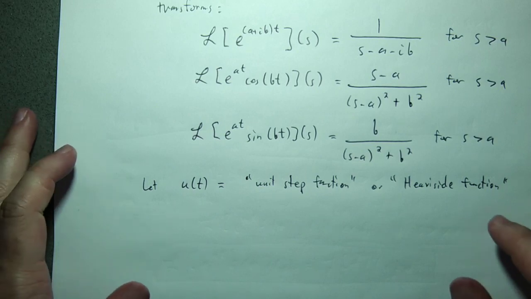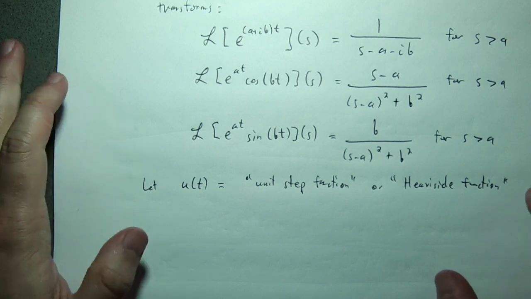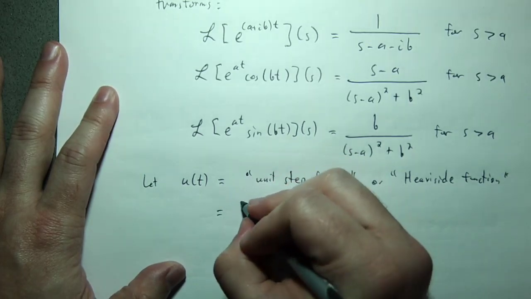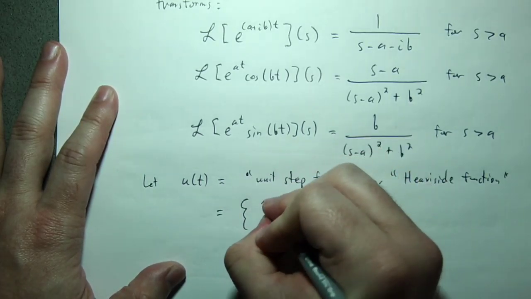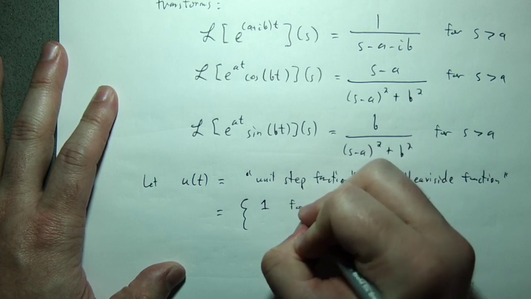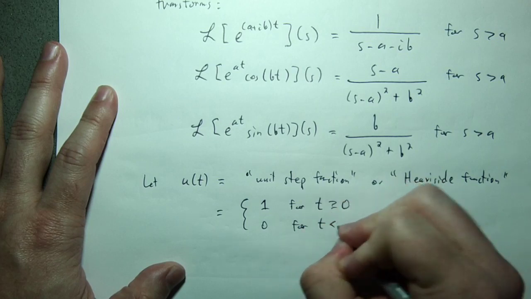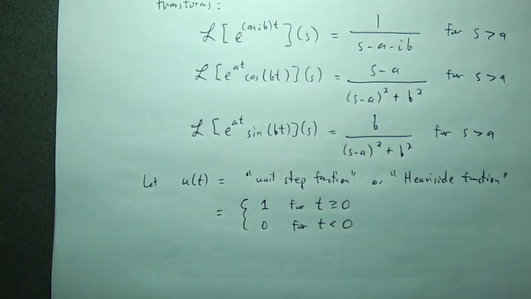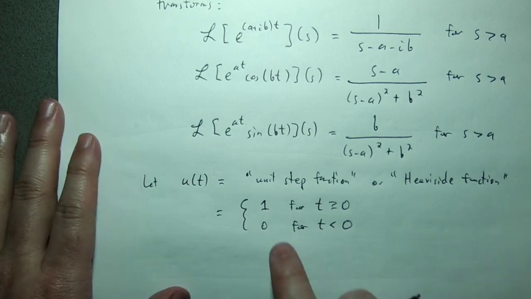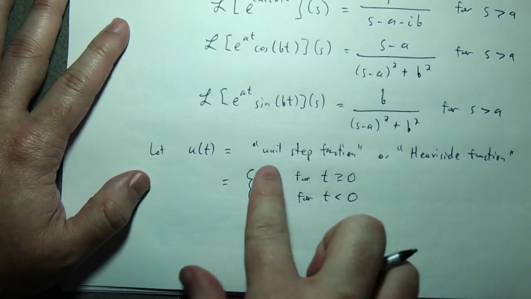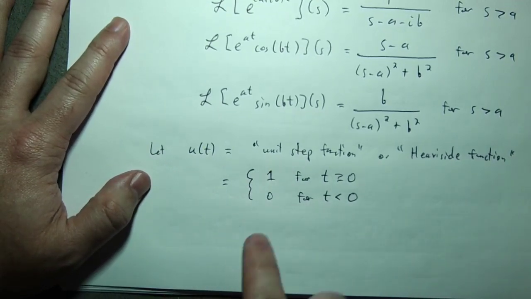Oliver Heaviside, I think his name was. Anyway, so the Heaviside function, what is it? It's the function that turns on at 0. So it is 1 for t greater than or equal to 0, and 0 for t less than 0. Okay, you can think of it as a switch, right? It turns on at t equals 0, when it turns from off to on. So it is the piecewise step function defined in this way.